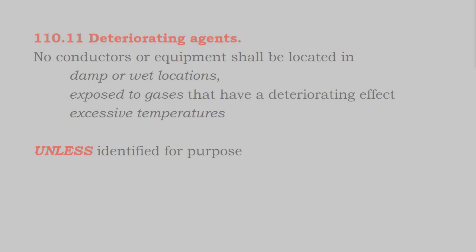Deteriorating agents. No conductors or equipment shall be located in damp or wet conditions, exposed to gases that have a deteriorating effect or excessive temperatures, unless identified for that purpose. So, solar arrays and generators are usually outdoors, and that means they're exposed to the elements. If they're protected, if they're sheltered outdoors, if they're not subject to water spray on a regular basis like rainfall, that's not necessarily a wet location. That could be a damp location.